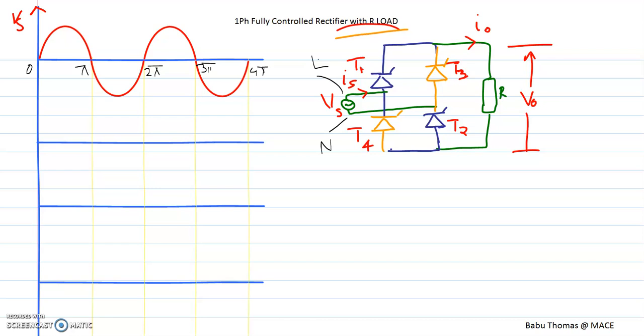And the triggering pulse can be given at any instant of time from 0 to pi. And here I am going to trigger my thyristor at any angle alpha. So I am giving my thyristor firing angle over here. So that means this is nothing but your angle alpha. So how will your output voltage look? I will plot the output voltage V0. Since it is being fired at this particular point, I can draw the output waveform like this from 0 to pi.